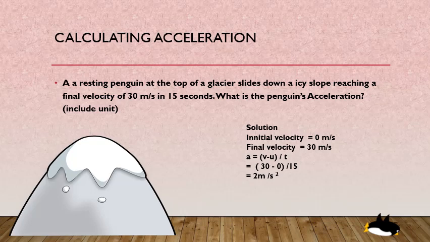So initial velocity is 0 meter per second, final velocity is 30, a is equal to v minus u by t, and acceleration is equal to 2 meter per second square. Have you got the answer? Very good, children. You have learned acceleration. If you are not getting the answer, practice well.